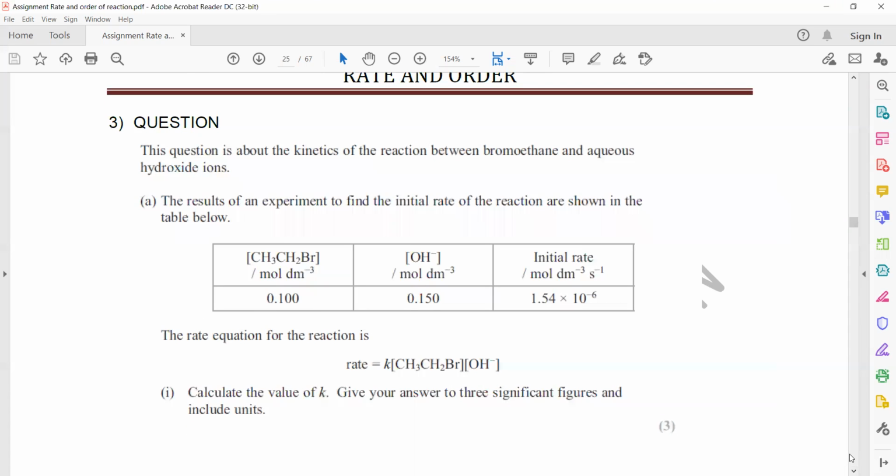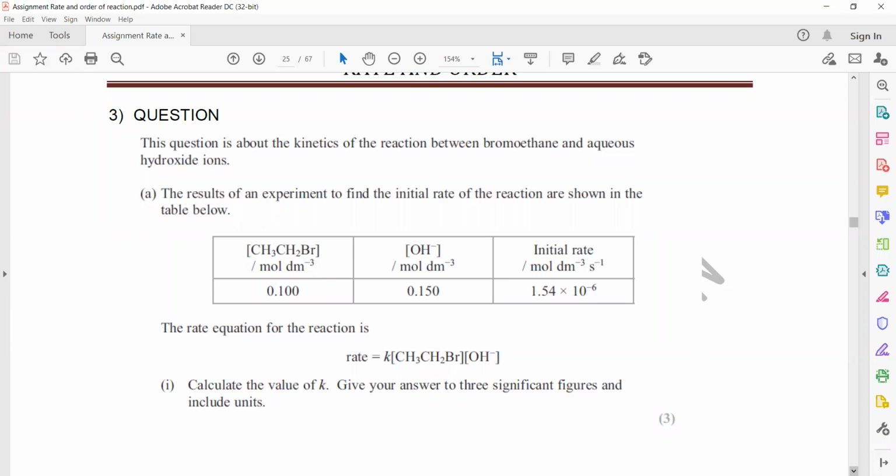Another question. This question is about the kinetics of the reaction between bromobutane and aqueous hydroxide ions. The results of an experiment to find the initial rate are shown. So we use 0.1 mole per dm cube of bromoethane, and we use hydroxide ion of 0.15. The rate was 1.54 into 10 power minus 6. So we have to calculate the value of K and include the units.